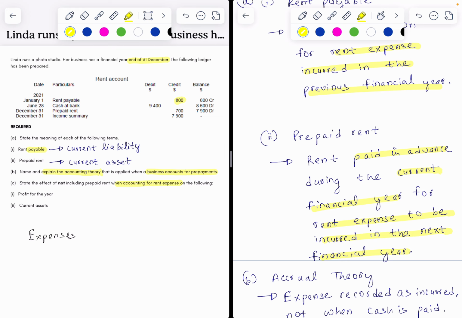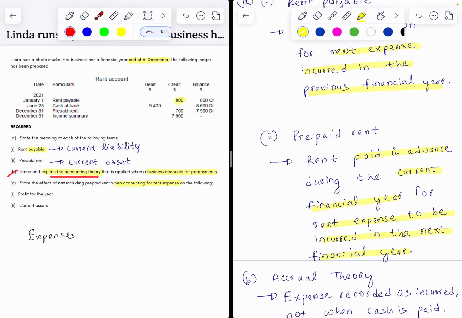So what we are doing this year is we are just paying our landlord altogether for the next year as well. So what happens now is that we've got a current asset because we expect economic benefits to be consumed in the future, as a result of which the expense will be incurred. Okay? All right, so let's look into part B.